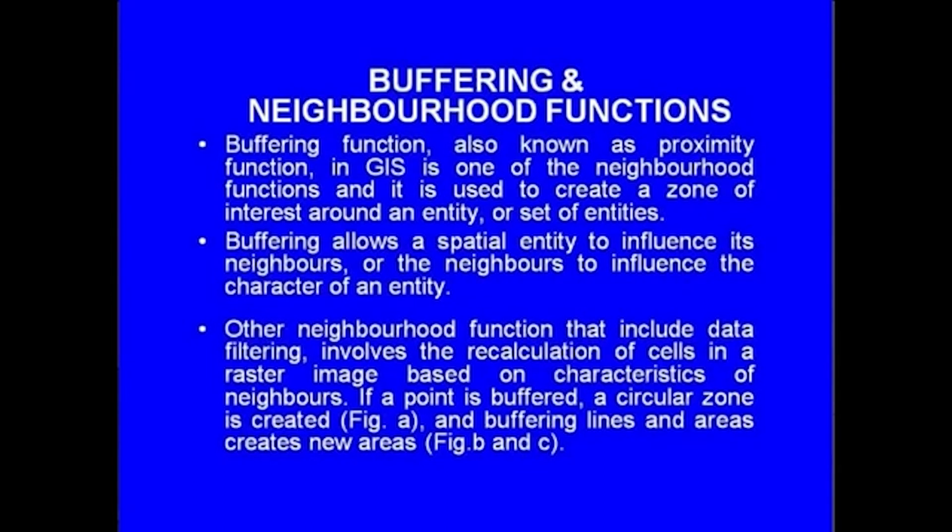Another neighborhood function that includes data filtering involves the recalculation of cells in a raster image based on characteristics of the neighbor. If a point is buffered, a circular zone is created and buffering lines and areas create new areas, as it can be seen in the next set of figures.